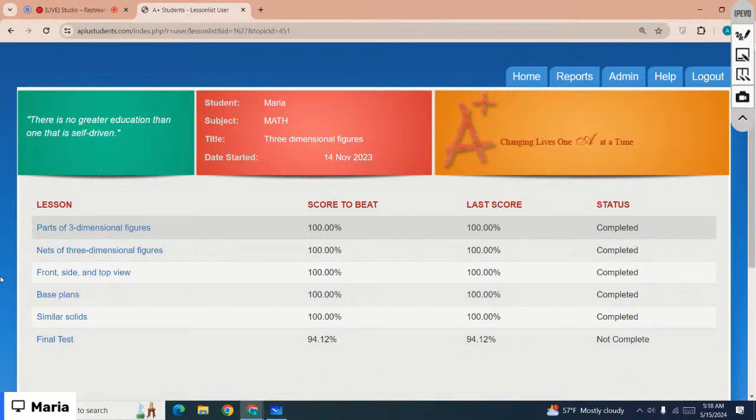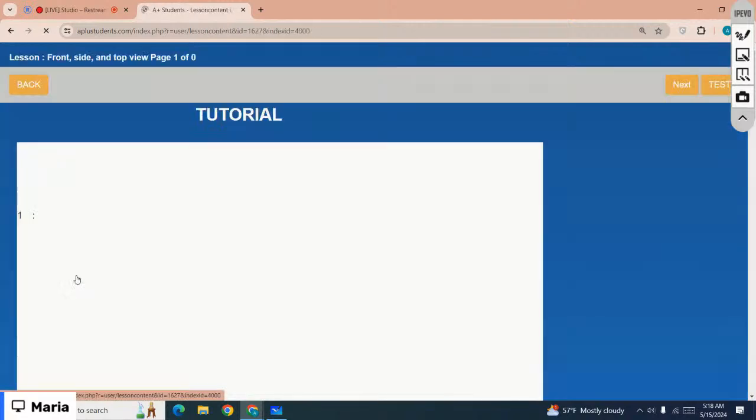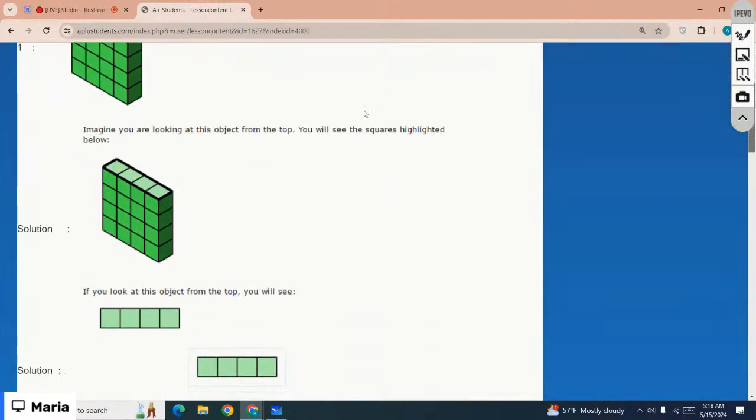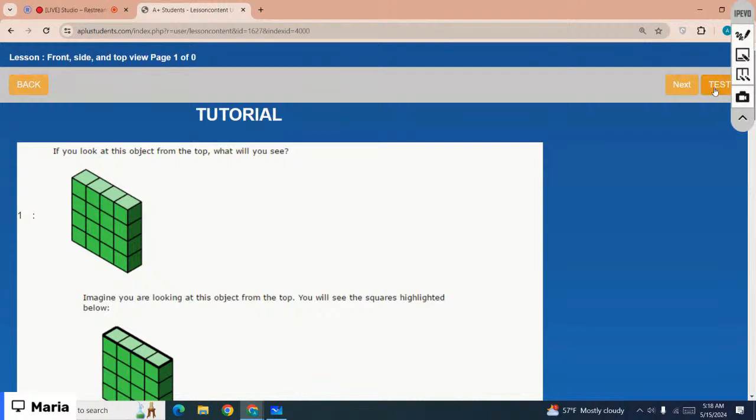Front, side, and top view. If you look at this object from the top, what will you see? When you are looking from the top, you will see these highlighted squares, right? There are one, two, three, four. So this is the one you can see. Let's start with the test questions.